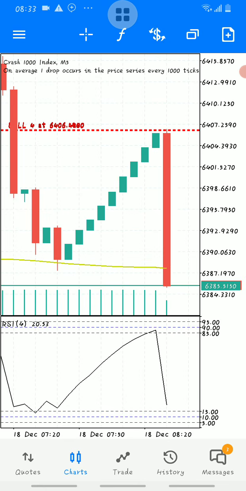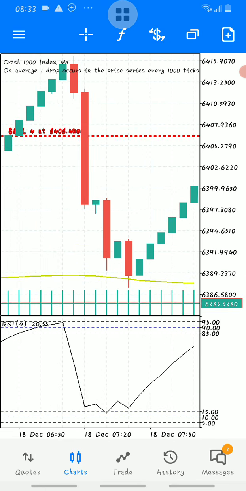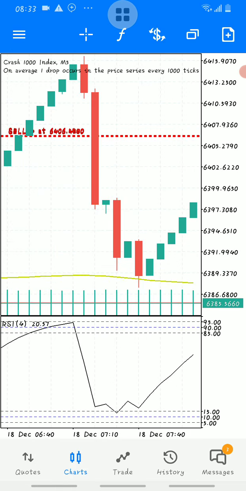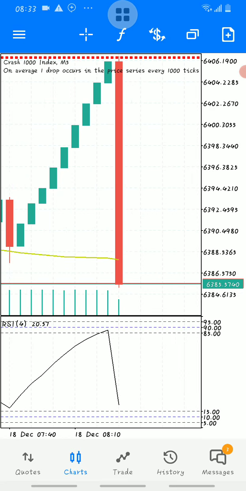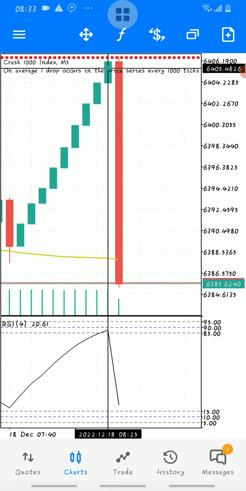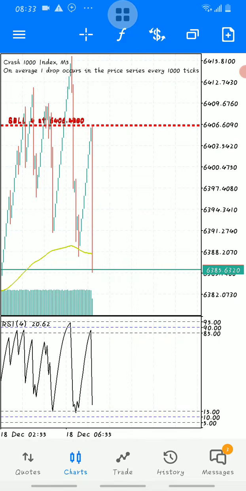This video is to show you how you can use a MACho revenge strategy to catch spikes on Crash 1000 and Boom 1000. I did this video at the time of a signal and then we just caught the spike. I'll explain the parameters.